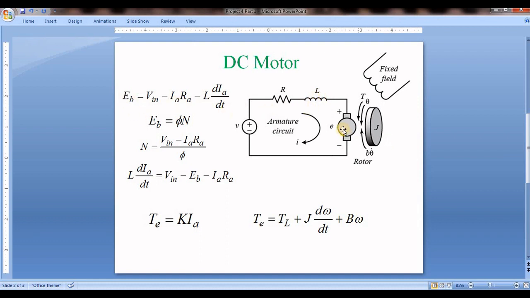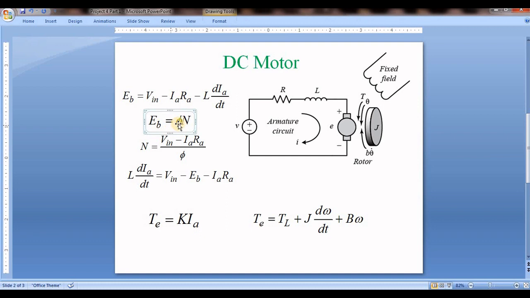So basically the back EMF is V input minus the drop across the resistance and the voltage across the inductor. That means EB, the back EMF, is V input minus IARA. IA is the armature current, IARA is the drop across the resistance, and then the voltage across the inductor. So this is the basic equation for EB.